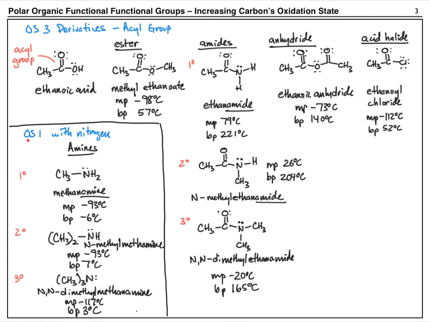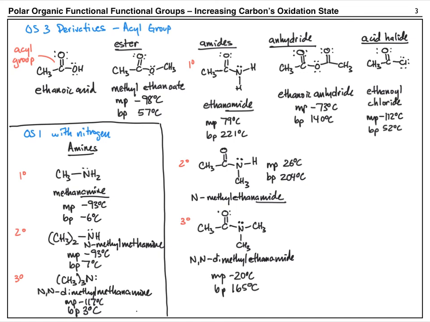So oxidation state 1 with nitrogen, the carbon is bearing 1 bond to nitrogen. This is primary because there's only 1 C-N bond. This one has 2 C-N bonds. This one has 3. So primary, secondary, tertiary. That's how we classify amines.